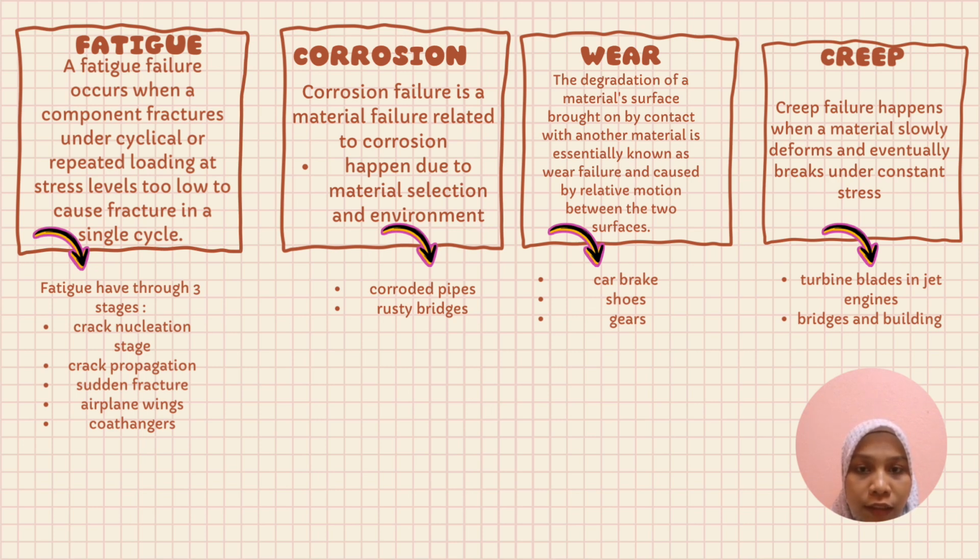And corrosion failure is a material failure related to corrosion, and it happens due to material selection and environment. Examples of corrosion are corroded pipes and rusty bridges. The next failure is wear failure, which is a degradation of a material surface brought on by contact with another material. Examples of wear are gears, shoes, and car brakes. And lastly, creep failure happens when a material slowly deforms and breaks under constant stress, and it usually happens at turbine blades in jet engines and also bridges and buildings.